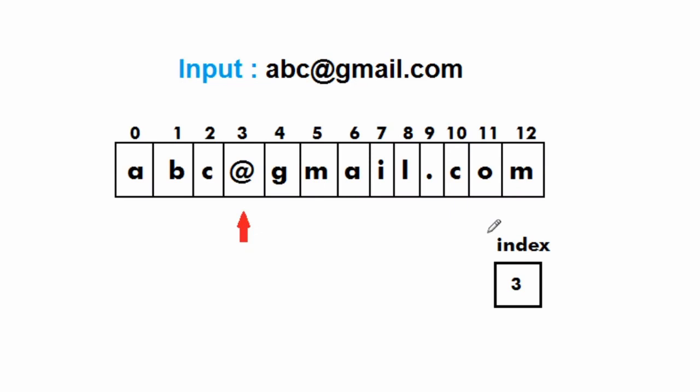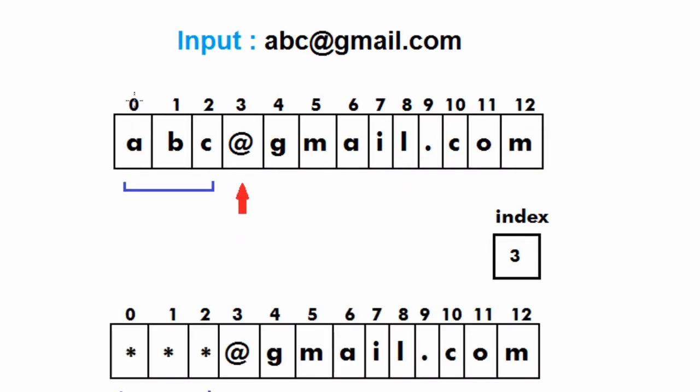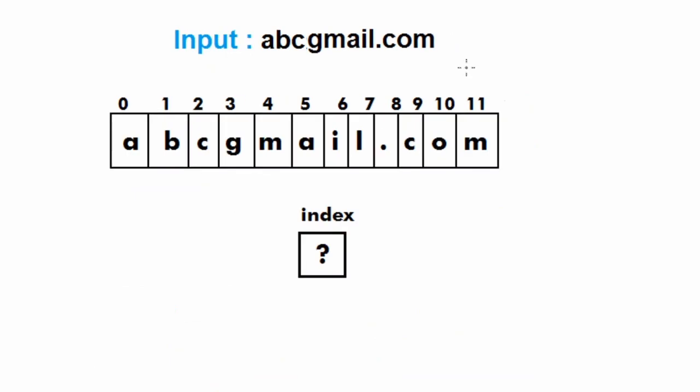Because as you can see in this particular input, there are 3 characters before @. So the index is 3. By using this variable, we can calculate the length of the first part, which is ABC. So in this case, index is 3, which means the length of the first part is 3. So we will simply replace all the characters ABC with star and our output will look like this.